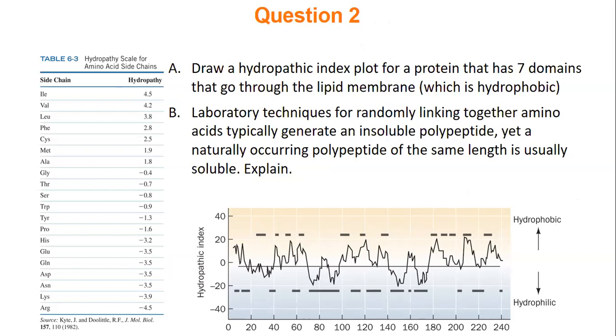Then the next question is, we can randomly link together amino acids in a lab. That's super easy. However, if we do that, our peptide, our protein, will not dissolve in water. Yet, any naturally occurring protein of the same length will be soluble most of the time. Explain why that is. So first, draw that plot for me for A. Then once you have an idea for a plot, think about B. So give everybody a couple minutes to do that.